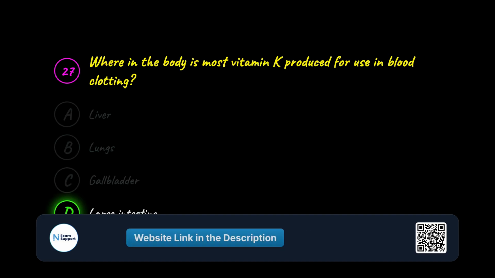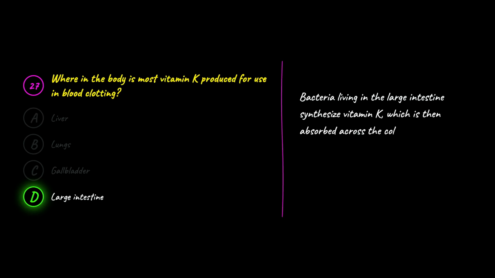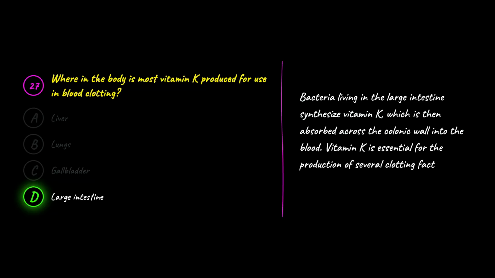The correct answer is D. Large intestine. D is correct because bacteria living in the large intestine synthesize vitamin K, which is then absorbed across the colonic wall into the blood. Vitamin K is essential for the production of several clotting factors in the liver.